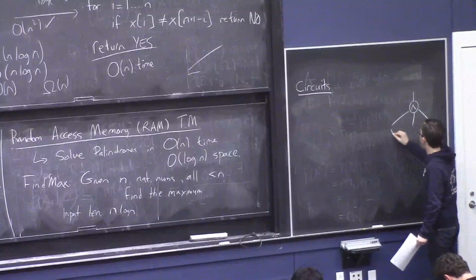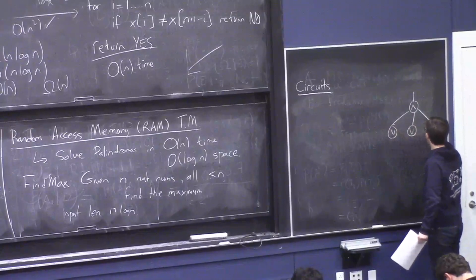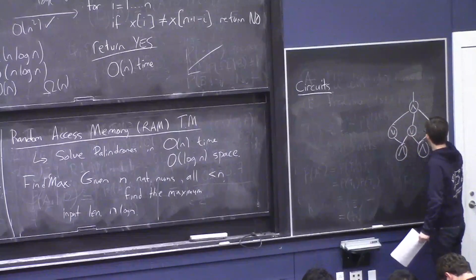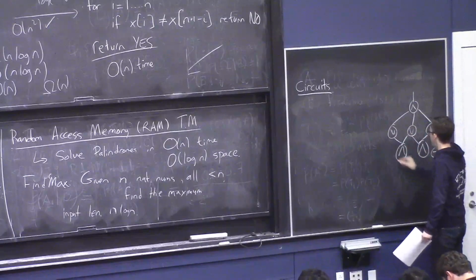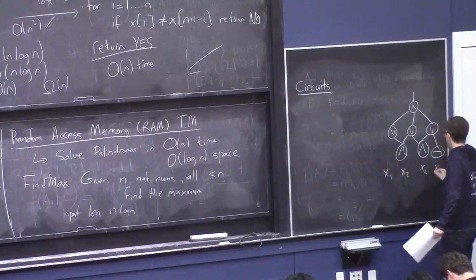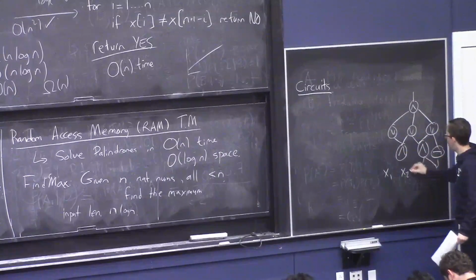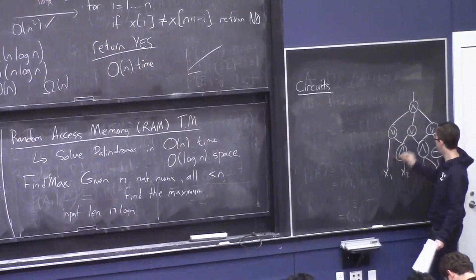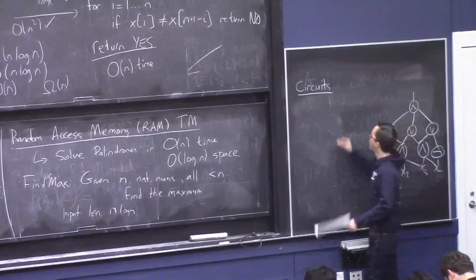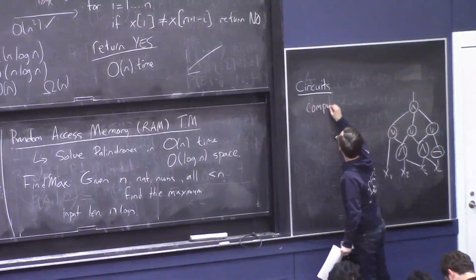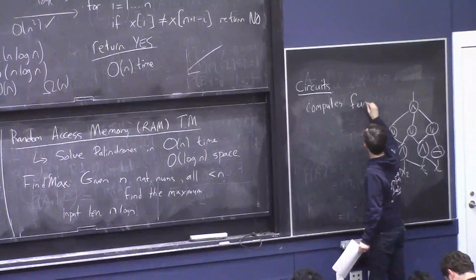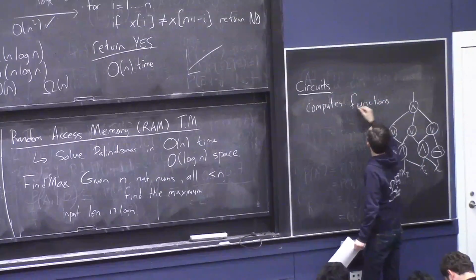It's got some AND gates, probably some OR gates, whatever, some NOT gates. You have the inputs, x1, x2, x3. So this is a thing that computes functions that map binary strings to binary strings. I should say Boolean functions.